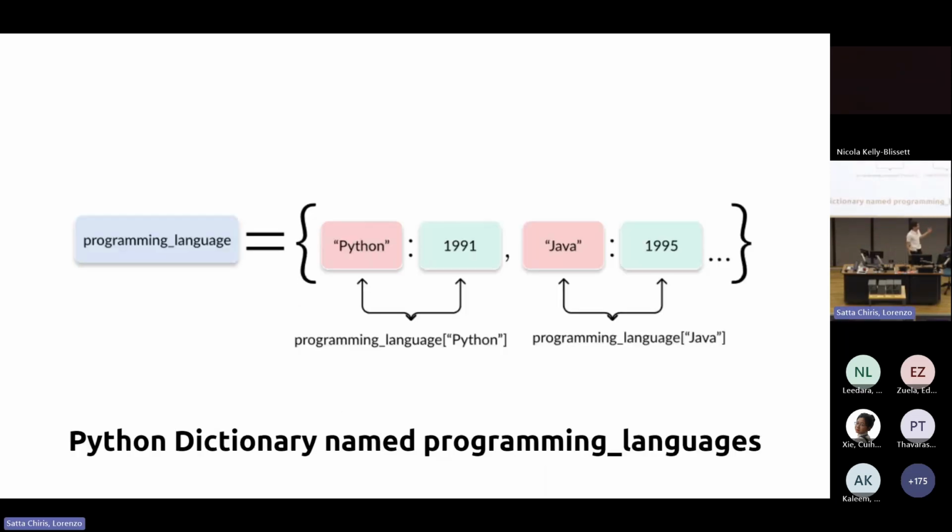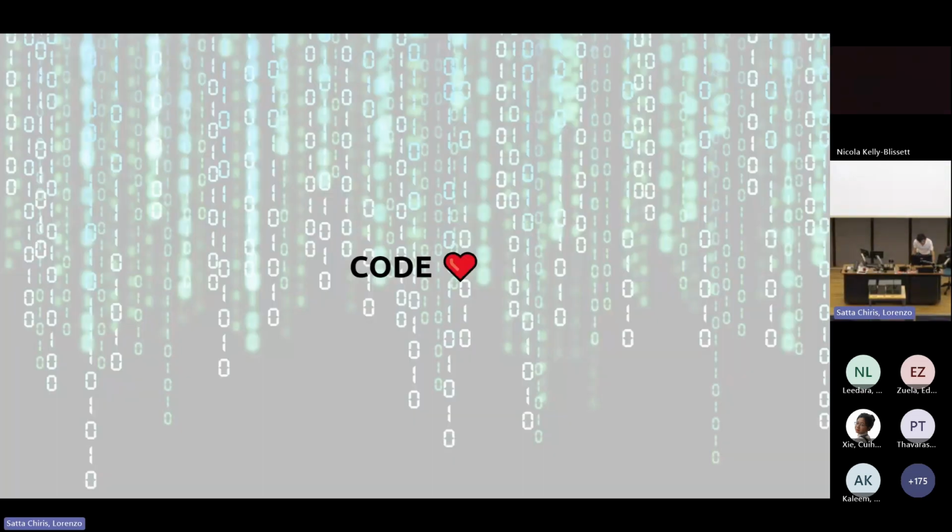And this is, for instance, a dictionary. If I want to save the dates when programming languages were created, I say, okay, Python is the key, and then I have the date. Java is the key, and then I have the date. And I can show that in code now.